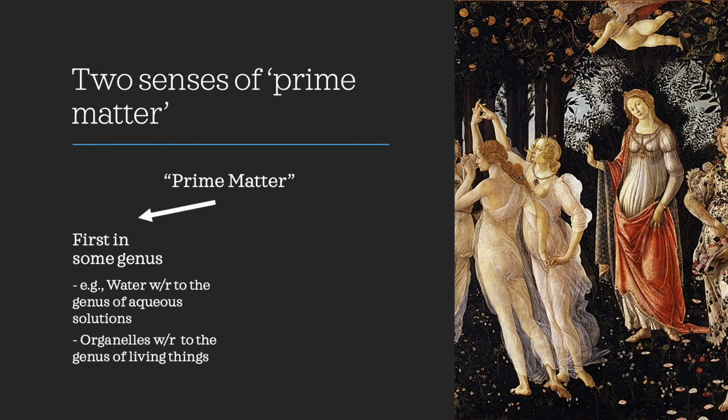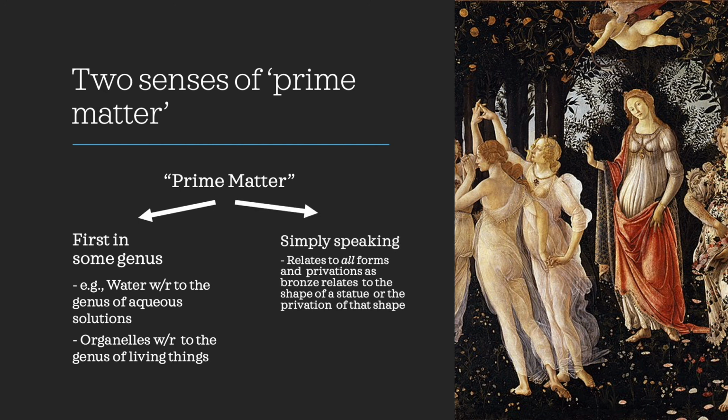First, prime matter might mean prime matter in some genus, or the first matter in some genus. Here's an example. Water is the primary matter of aqueous solutions because it's the most basic thing out of which all aqueous solutions are made. Likewise, organelles are the primary matter of the genus of living things because they're the most basic parts, or matter, out of which living things are made.